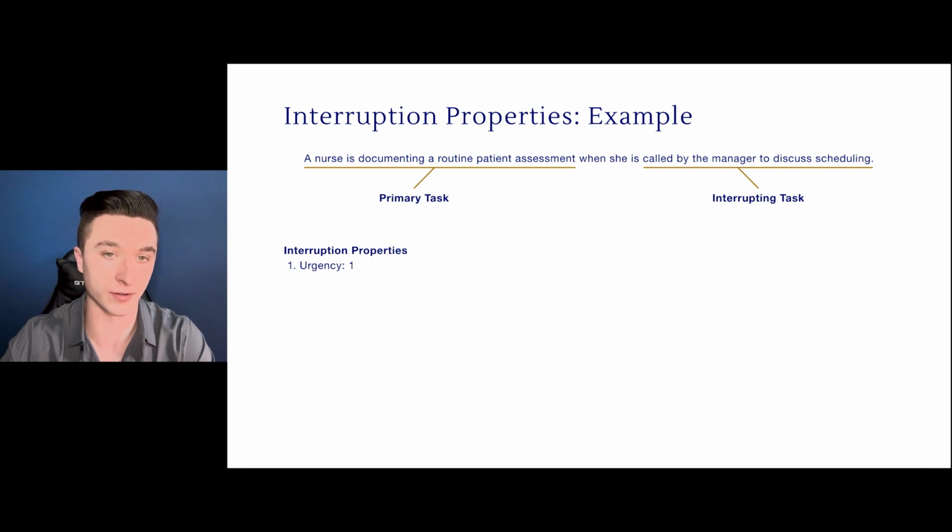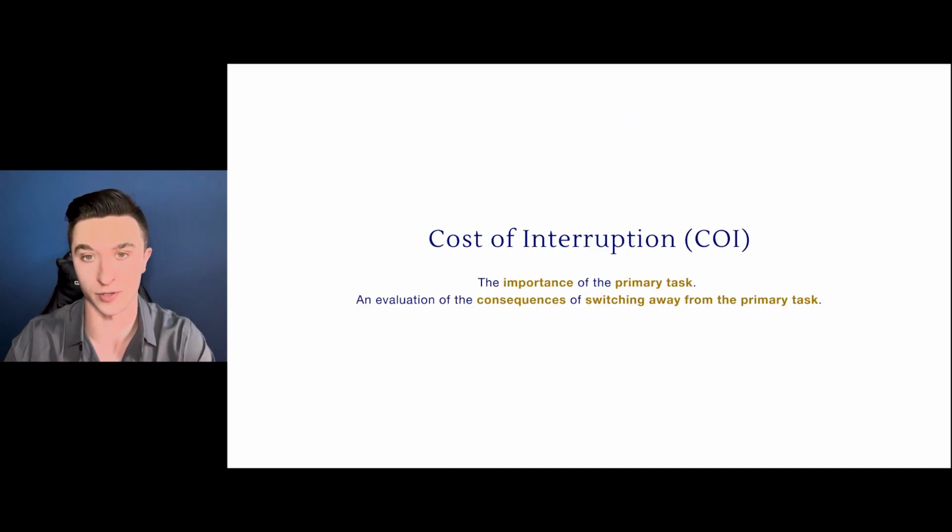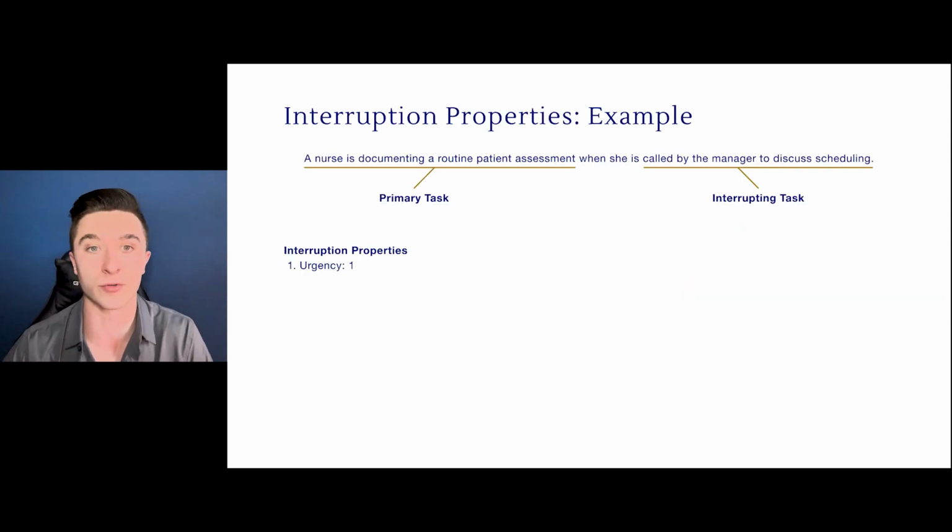The second property to look at is going to be our cost of interruption, or the COI for short. So the COI refers to the importance of the primary task. More accurately, this is an evaluation of the consequences of switching away from the primary task to attend to the interrupting task. In our example here, the primary task is documenting a routine patient assessment. Interrupting this task wouldn't be the end of the world either, but leaving it in the middle does run the risk of forgetting where you stopped or making an error somewhere in the documentation. So the COI would be about a 4 here. Not major, but worth considering.